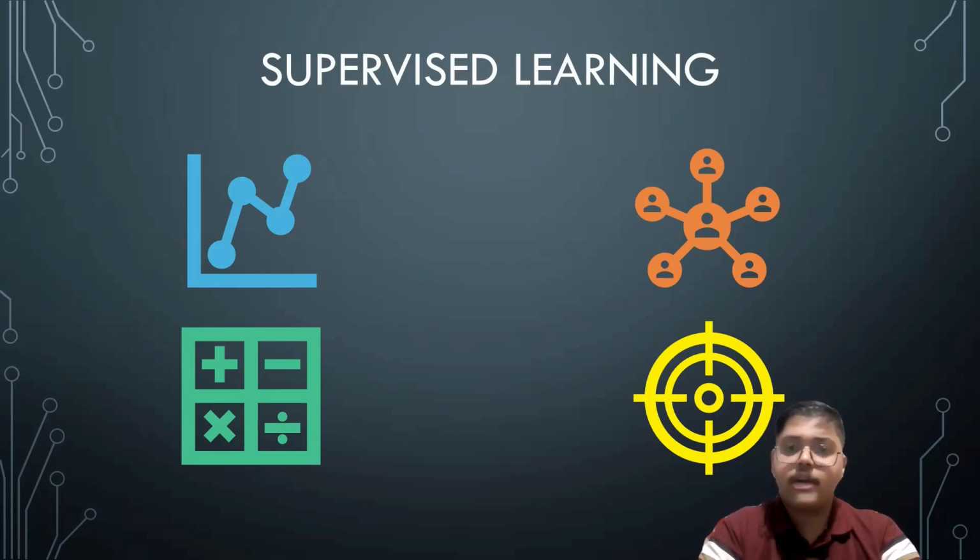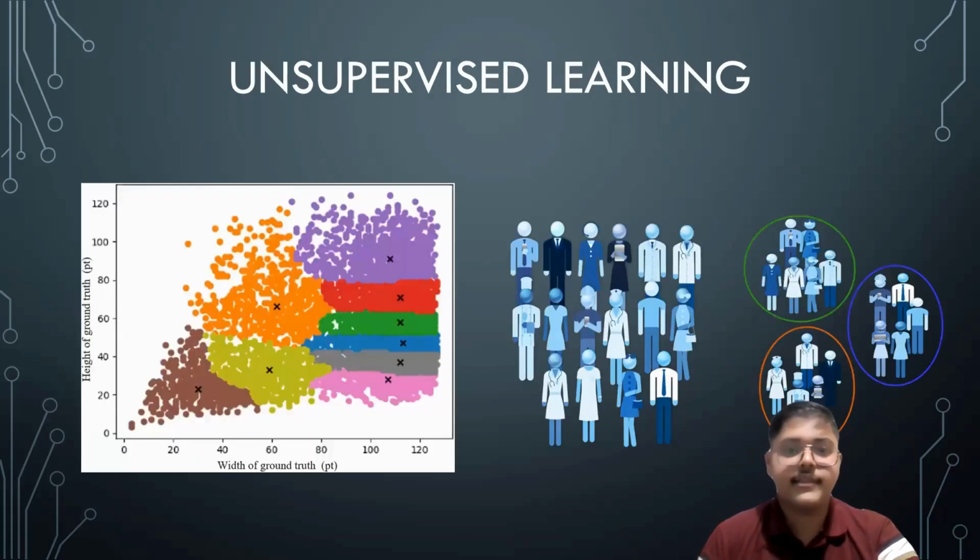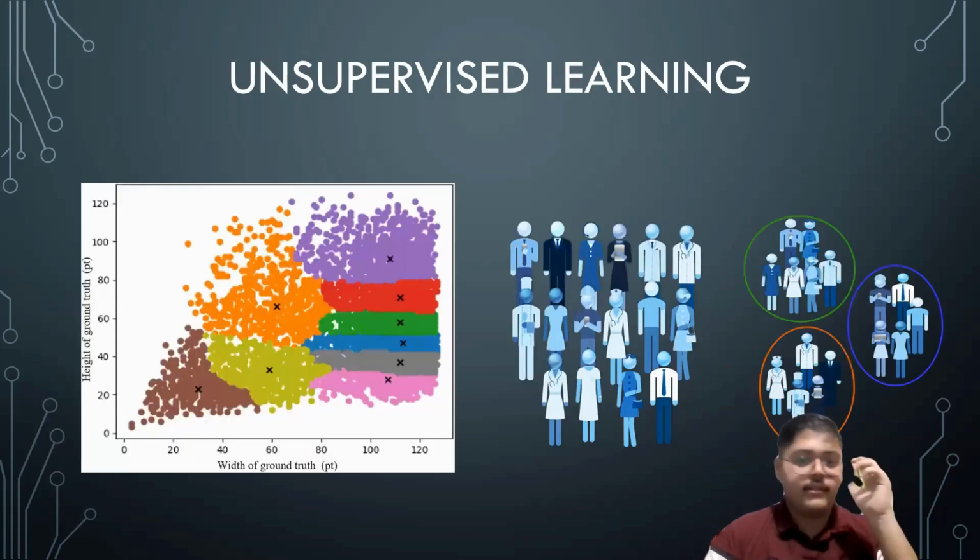Okay, and I talked about two terms, which are features and label. So features are basically the data which we took to predict something. That is our input, and the one which we get as the output is called the label. Okay, let's move on to the next one, which is unsupervised learning.